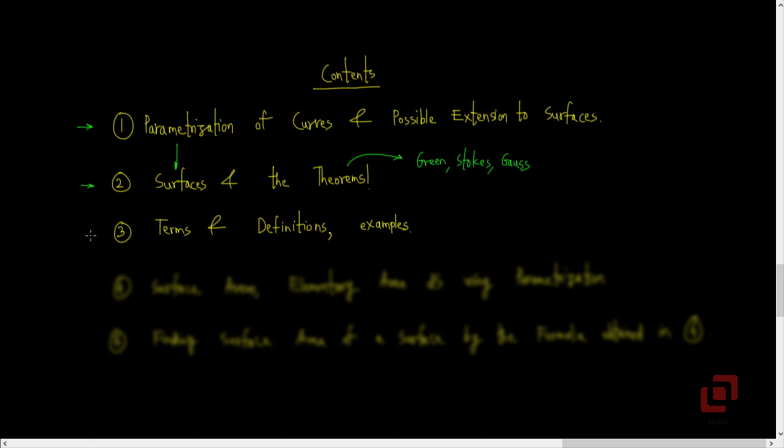Then we will jump into the main topic, wherein we will define certain terms. We will see some examples. Later we will move on to the application part, where we will develop the expression for the elementary area dS using parameterization. This will be very similar to what we did in finding lengths of the curves, that is rectification. In the last part, we will pick an example and we will find the surface area of the surface by the formula which we will derive in section 4.